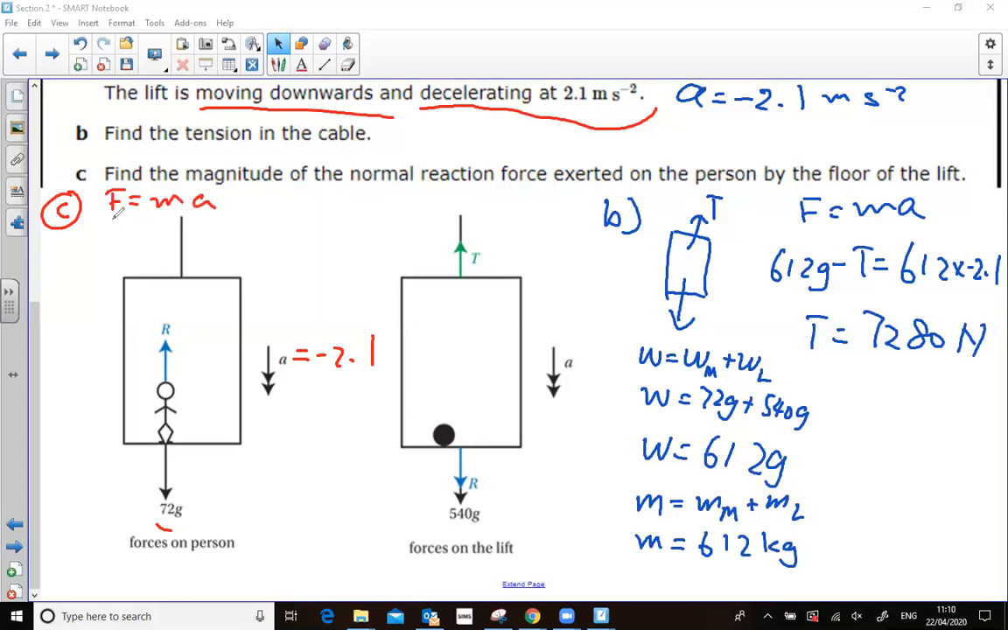So part C, F equals ma. So the F would equal the weight 72g, take away R, equals m, which is 72, times a, which is negative 2.1. So that means your R would equal 72g minus 72 times minus 2.1. So R will come out to be 857 Newton. You can put this into a calculator. You should be able to do the rearrangement by yourself.